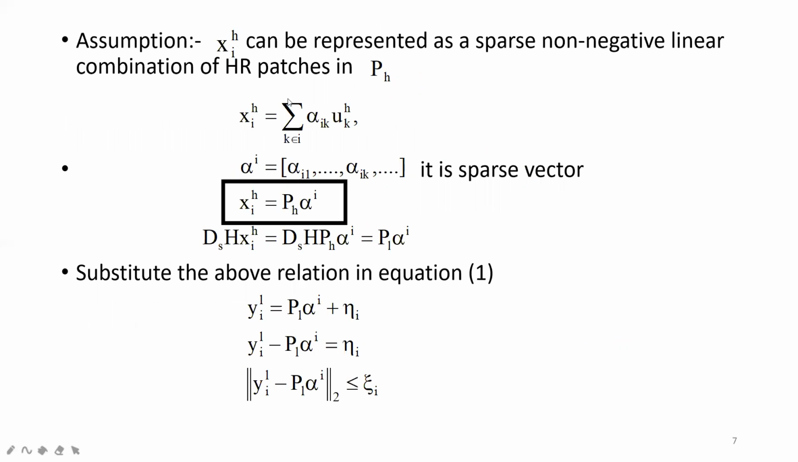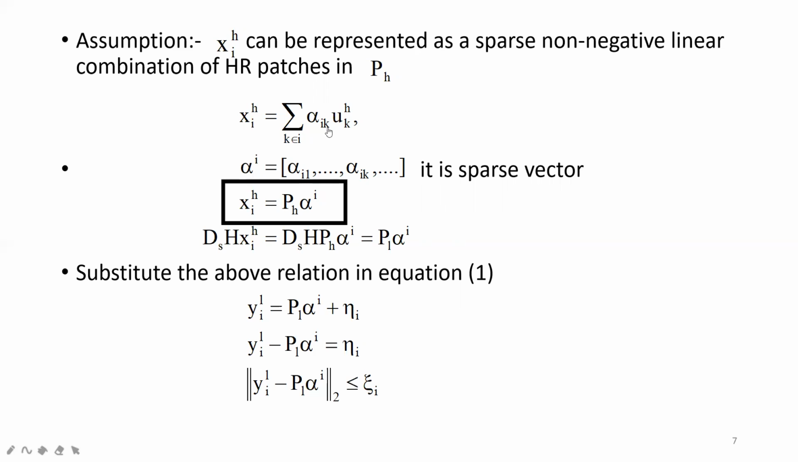As I mentioned earlier, we have to take images in the database very similar to the input image or the high resolution images. So the expected high resolution patch XIH, I'm making it as a linear combination of all the high resolution patches in the database. This is the formula for linear combination, with one vector alpha k. This is a scaling factor. It contains a number of elements, and we have named it a sparse vector.